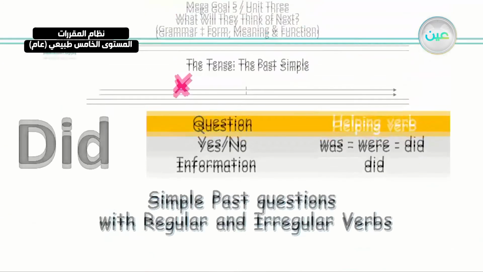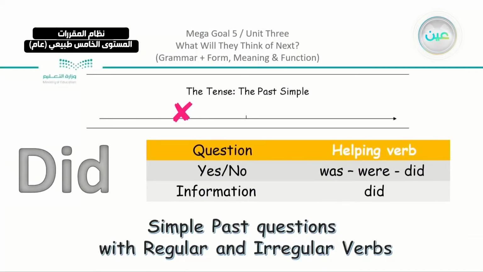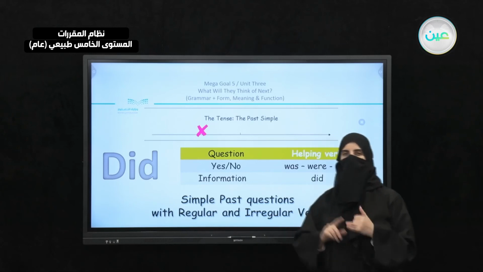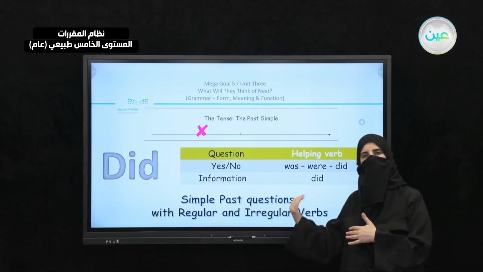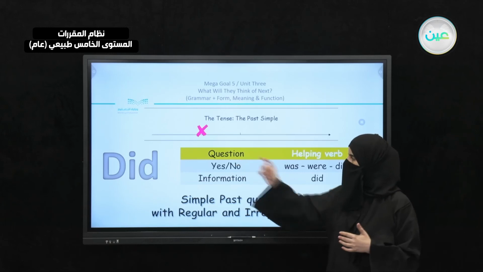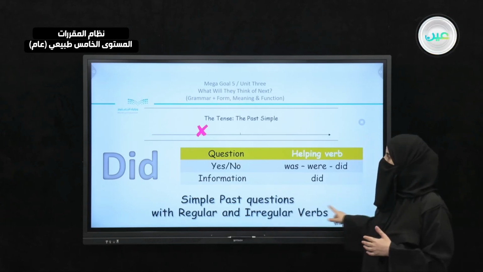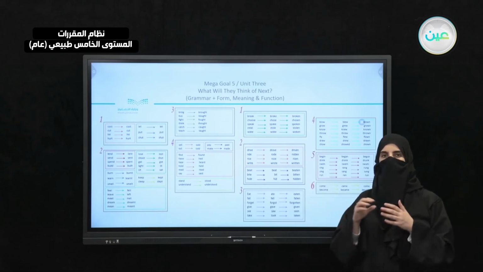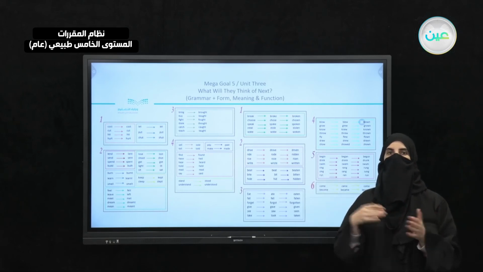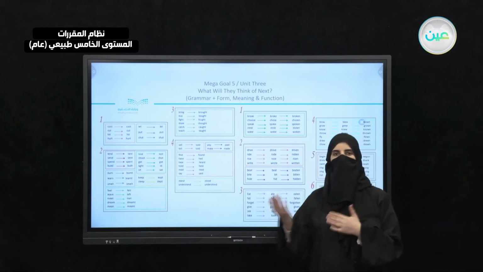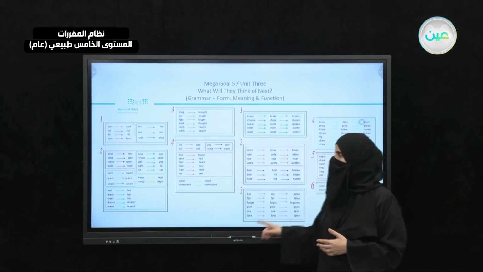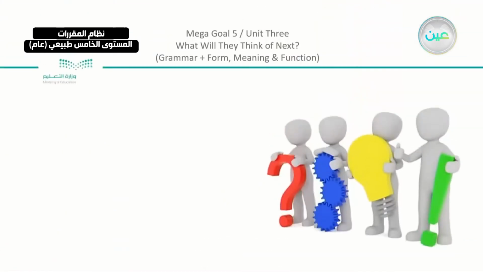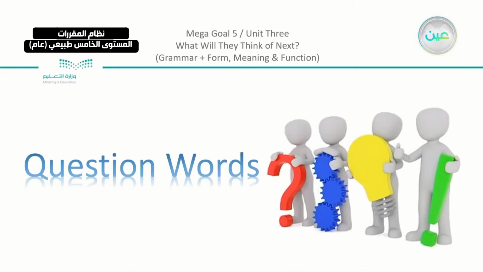Now, moving on, we discussed the past simple. And instead of using does and do, we have here did is going to be used. Also, there is a connection between the past and the present, and you have to note that we have regular verbs and irregular verbs when you change from the past to the present, or vice versa. Now, the last part that we are going to discuss is going to be the question words.